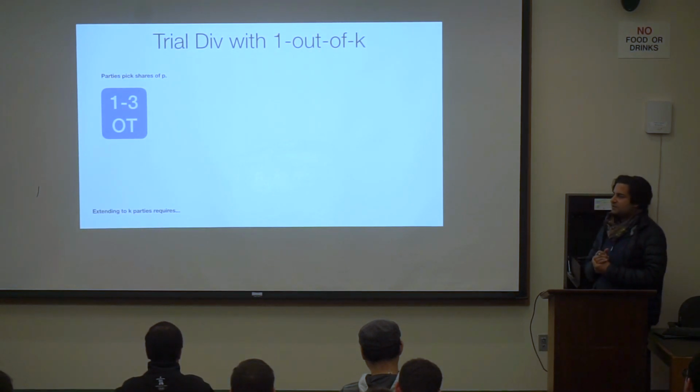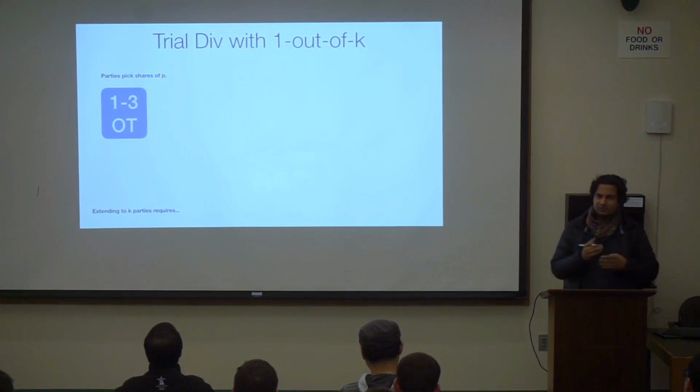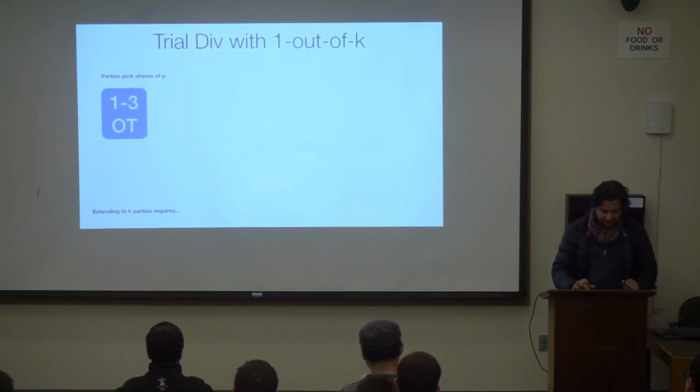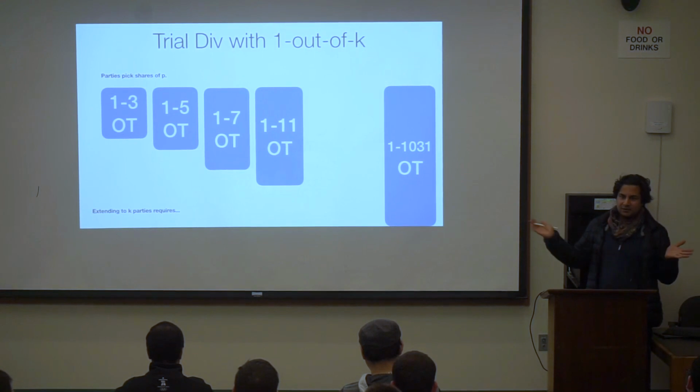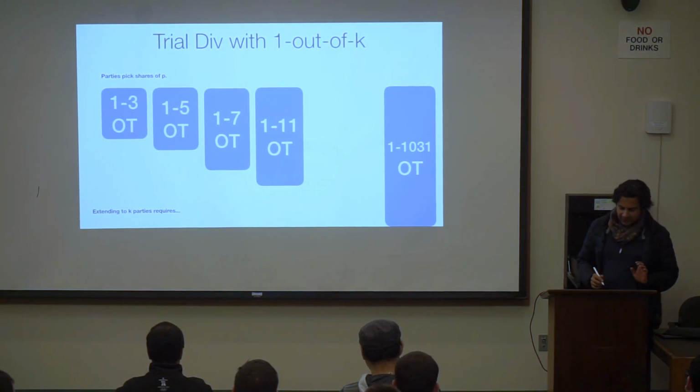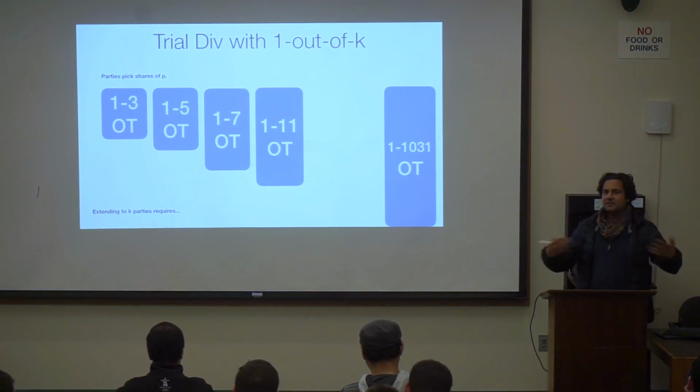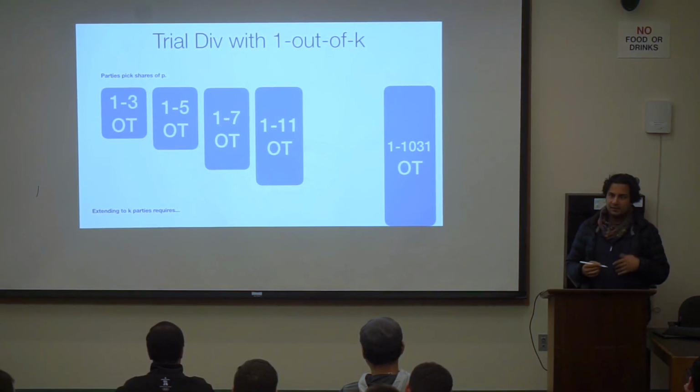The other problem is just the structure of this. So their trial division is going to work something like this. They're going to pick some share of P. They're going to do a 1-out-of-3 OT, a 1-out-of-5 OT, a 1-out-of-7 OT, 1-out-of-11 OT, and then 1-out-of-, let's say the largest prime is 1,000, something roughly like that. They're going to do all of those OTs. And then if they all succeed, then the candidate can basically go ahead in time.